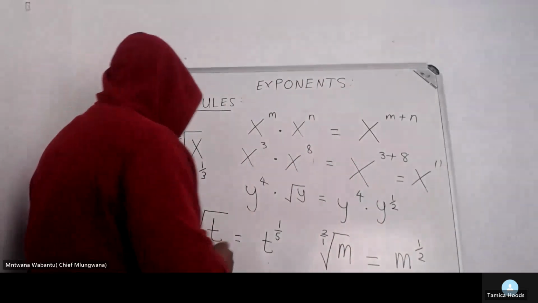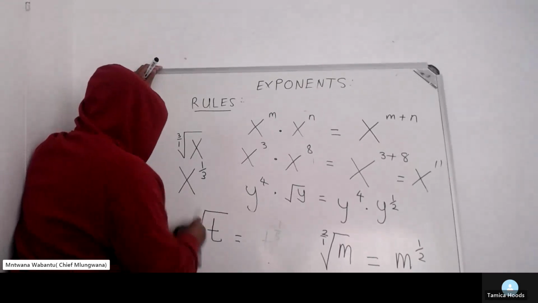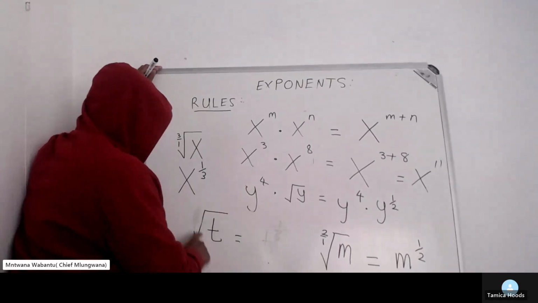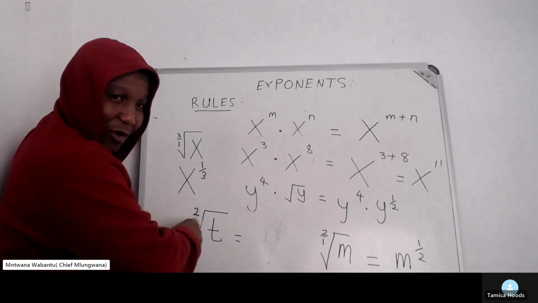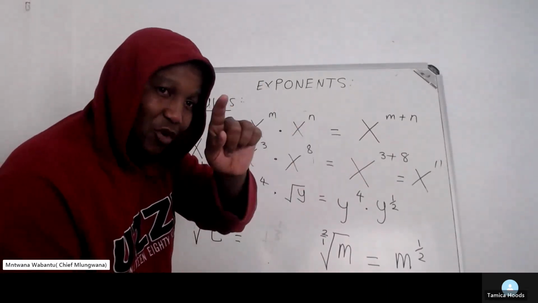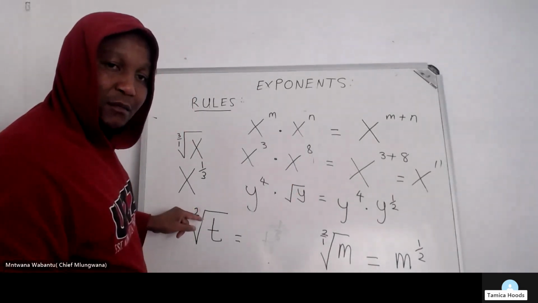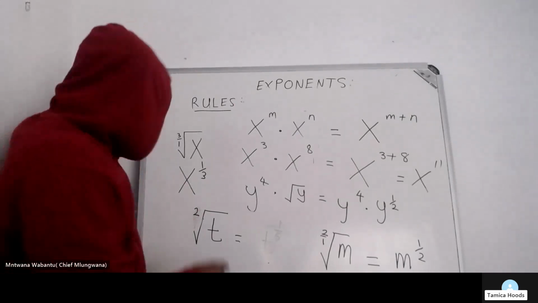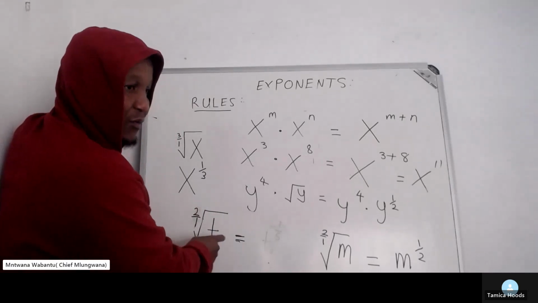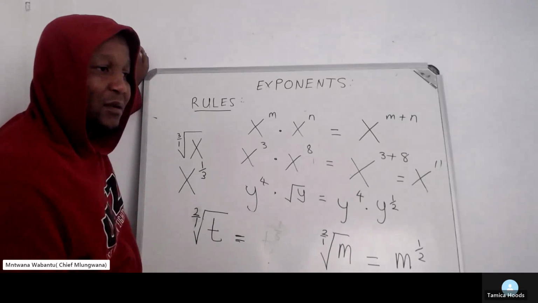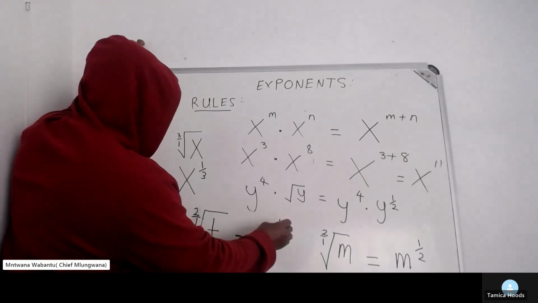Okay, let me answer another one. Let's assume there's no number here. So which root is this? Square root. If there's no number, you call it the square root. So am I going to leave it like that? No. It's going to become 2 over 1. But because this is in root form and I want to write it as a power, how am I going to write it? We're going to write t to the 1 over 2.